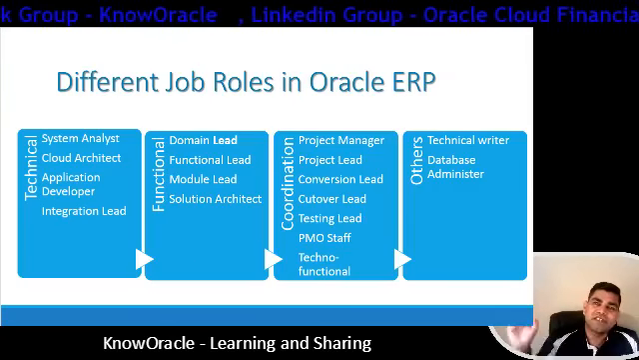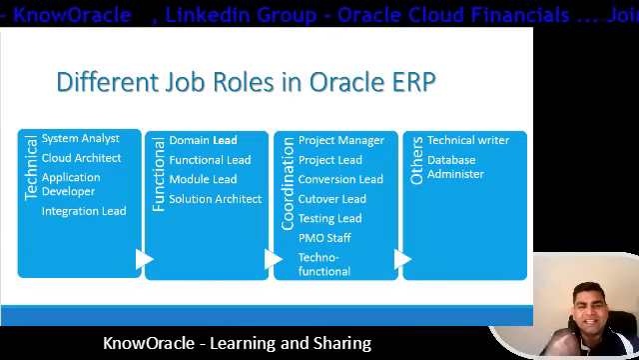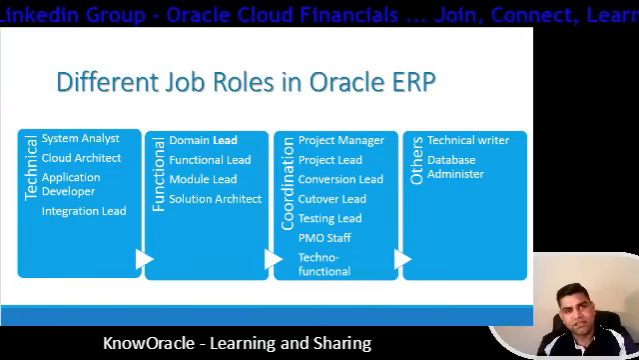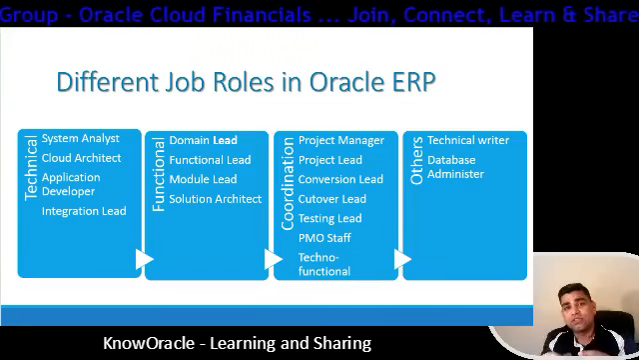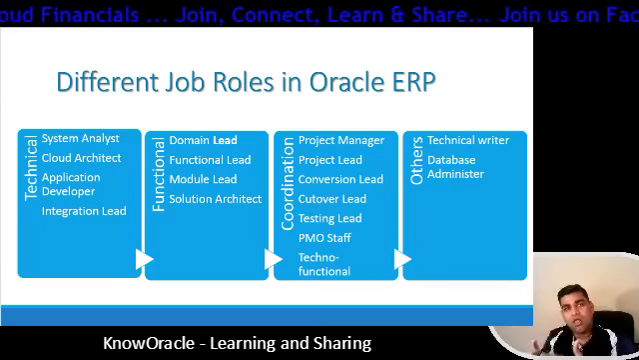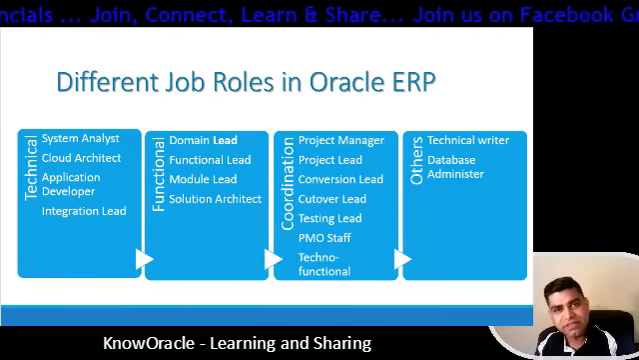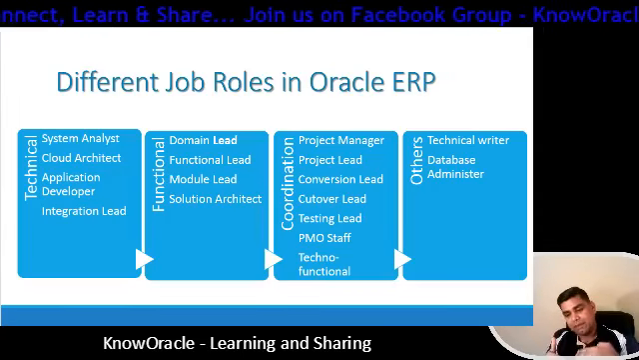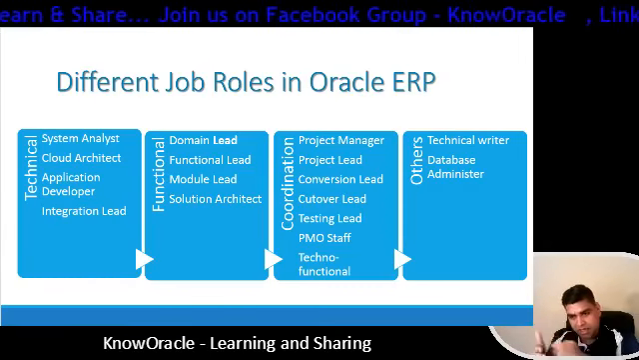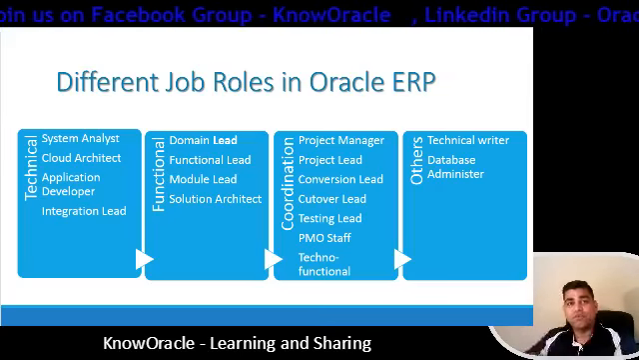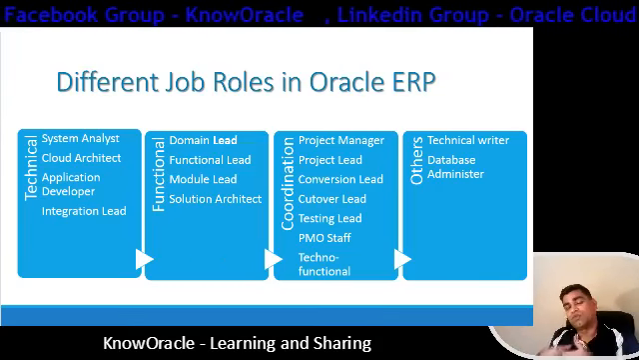Whether it is project manager, project lead, conversion lead, cutover lead, testing lead, PMO, techno-functional, this lead, that lead, coordination for this, coordination for that. And this is not just on the ERP side. You will see similar roles or role duplication on the customer side, or if there are more layers between the implementer partner and the customer, like a process engineering team or some sort of change management team, you will see this role duplication there.